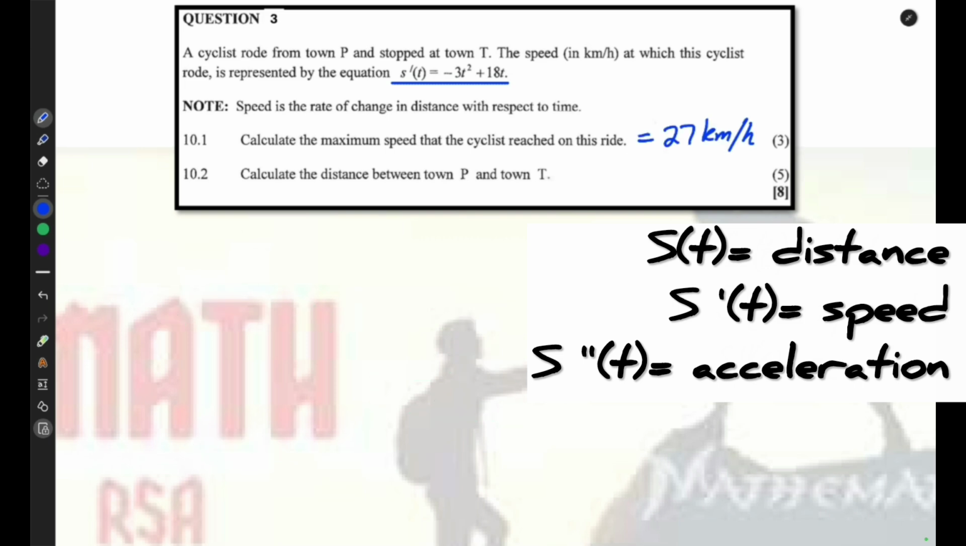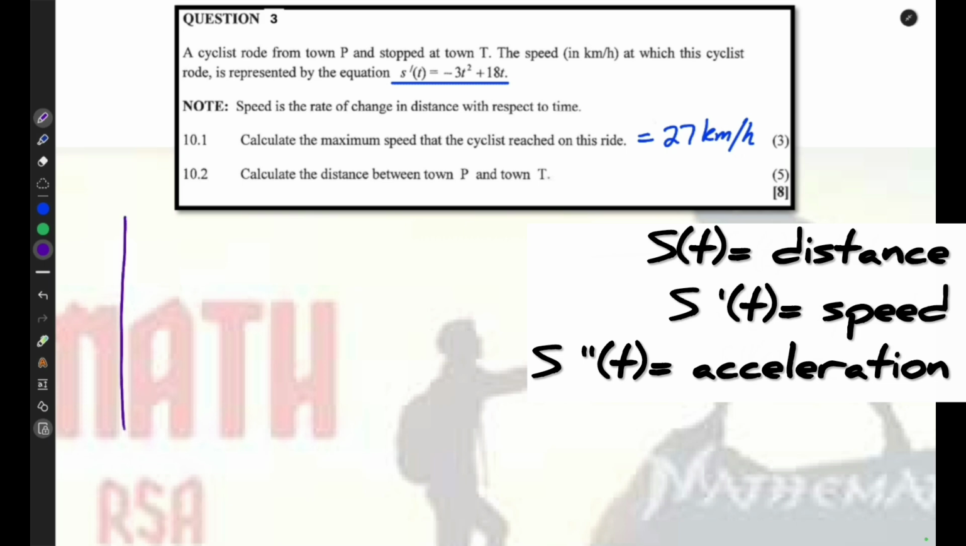Question 10.2, calculate the distance between town P and T. Like I told you guys, distance is now linked to the original question. So the y values of the original function would be distances. Now, I need to figure out a lot of things in order to do this, and it's a 5-mark question. So let's first think of what's going on here. So this story starts when the person leaves town P.